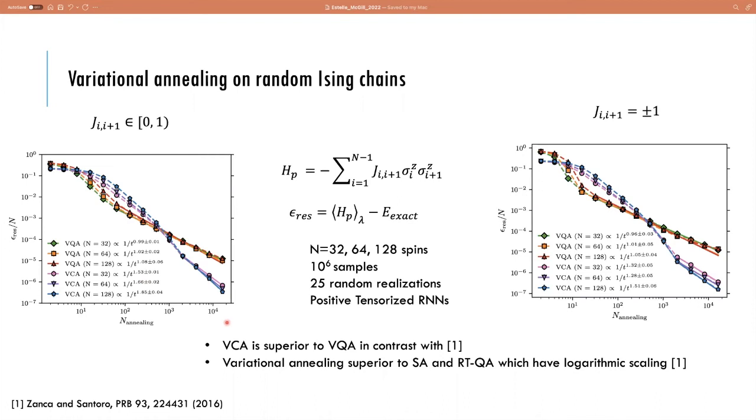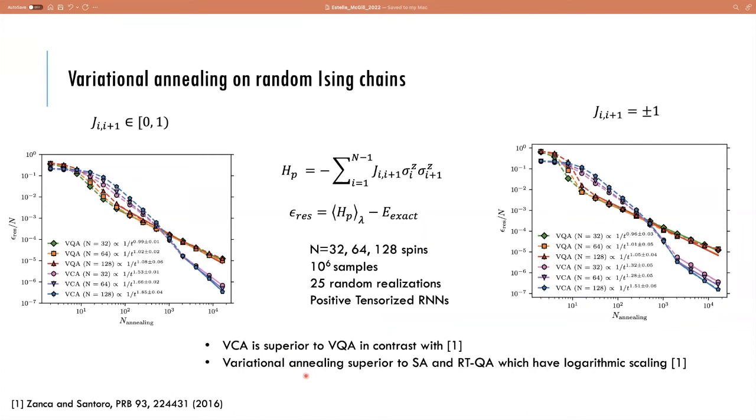So maybe we justify it by the fact that, in the loss function of the variational classical annealing, we have an entropy term. So removing entropy from the system maybe helps in the long run. Could be. But it's still not clear to us why.